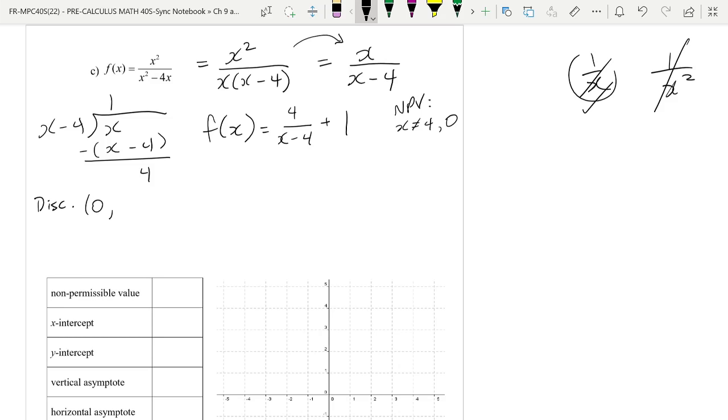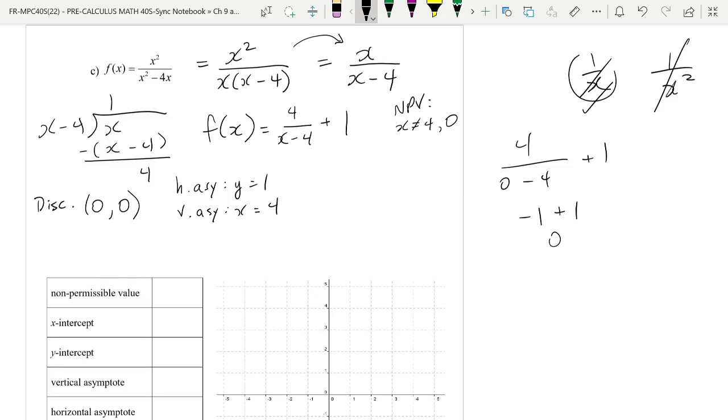But if I go to this one here and plug in 0, I'd get 4. I'll do this in scrap paper. 4 over 0 minus 4 plus 1. 4 over negative 4 is negative 1. Oh, the discontinuity happens at 0, 0, because that's going to be 0. All right, so I have a hole at 0, 0. What else do I have? I have a horizontal asymptote of 1. I have a vertical asymptote of 4.